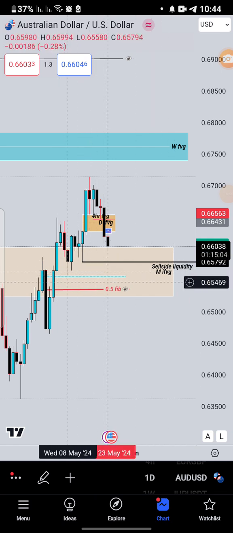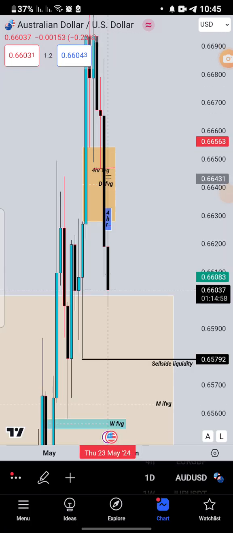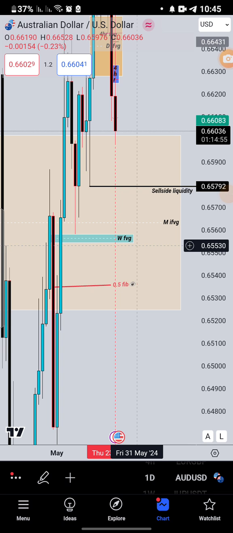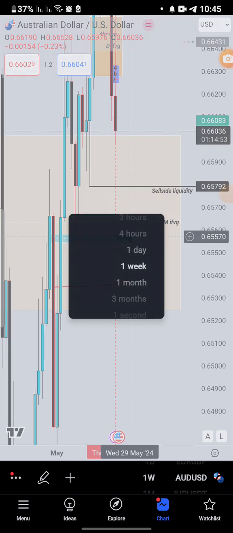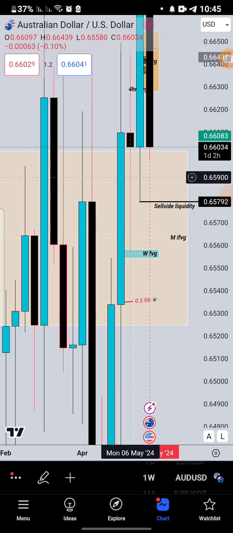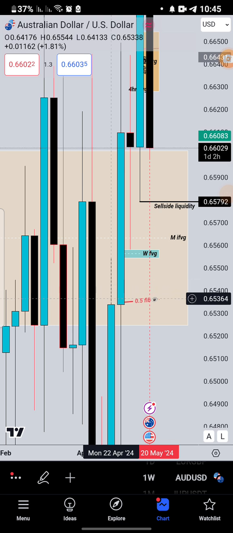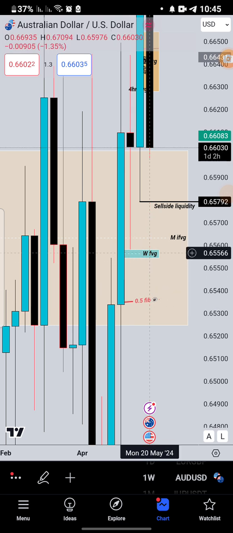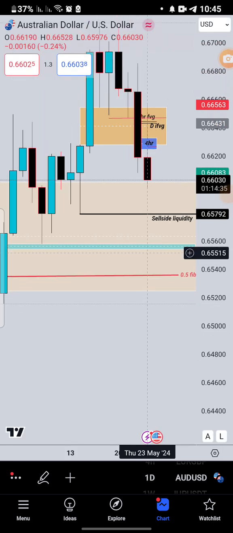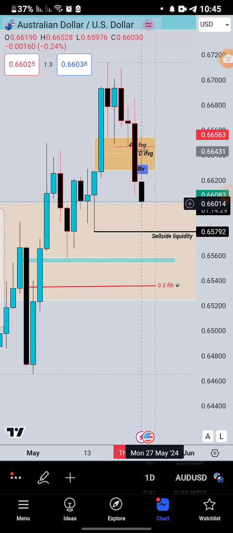Also, we have this fair value gap paired with this small weekly fair value gap that I did mark here. And if we go to the weekly time frame, we can spot this weekly fair value gap, because we have these candles' low, as well as these candles' high. So this creates this fair value gap from which I'm anticipating to see price deliver to. So probably tomorrow will be around, and maybe targeting these sell side liquidities, as well as these fair value gaps, as well as this 50% Fibonacci level.